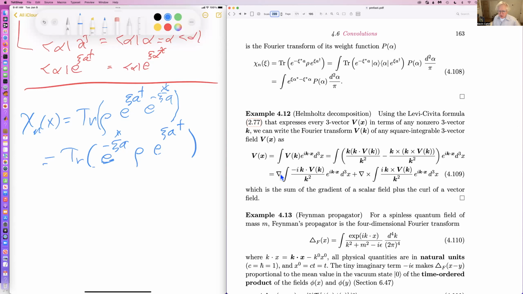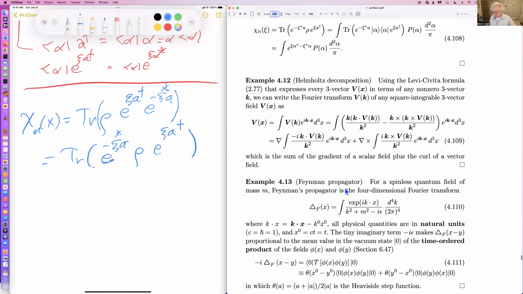And so what you wind up with is the gradient of the integral of minus i k dot V over k squared, Fourier transformed, and then the curl of the Fourier transform of i k cross V over k squared. So we've expressed any vector function as the sum of the gradient of a scalar plus the curl of a vector. And that's the Helmholtz decomposition, but derived algebraically in terms of Fourier transforms rather than the more direct but more difficult way that we did it in chapter 2.